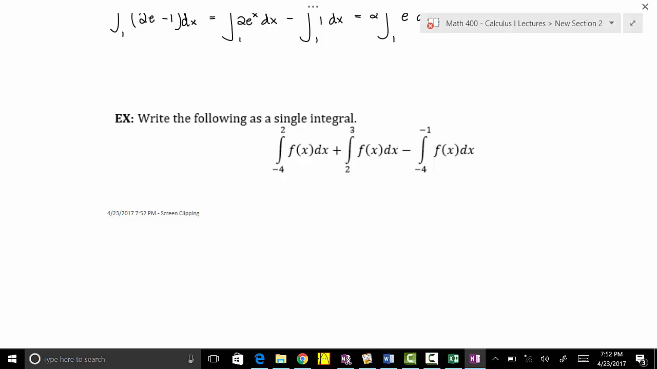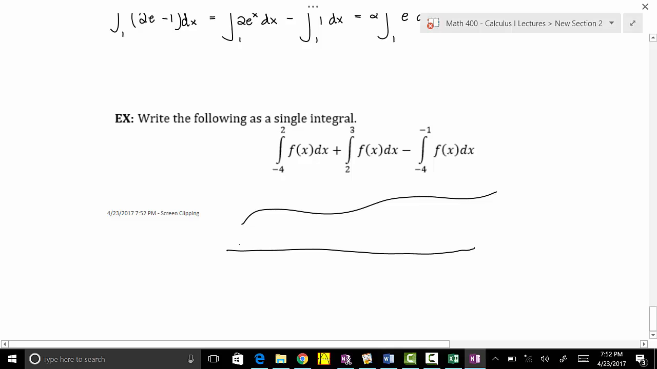I'll write the following as a single integral. Let's see. I have going from x equals negative 4 to 2, and then 2 to 3, but I'm losing the area underneath the curve from negative 4 to negative 1. Now, let me illustrate this. I have some curve, and we're adding up all the area underneath that curve from negative 4 to 2. So that's the very first integral. It's this area right here.